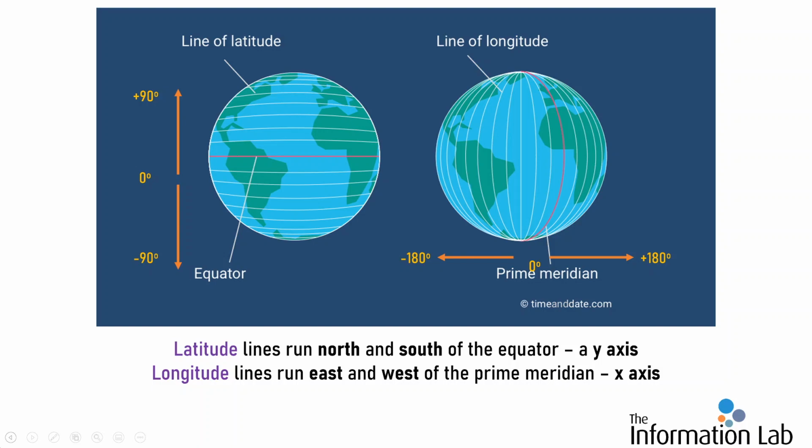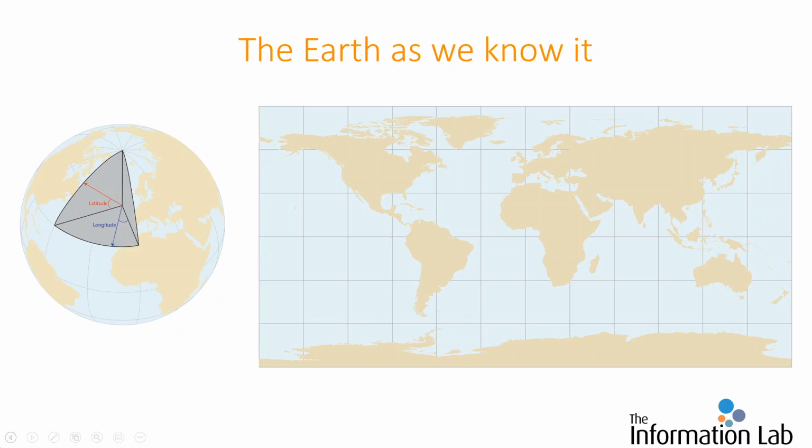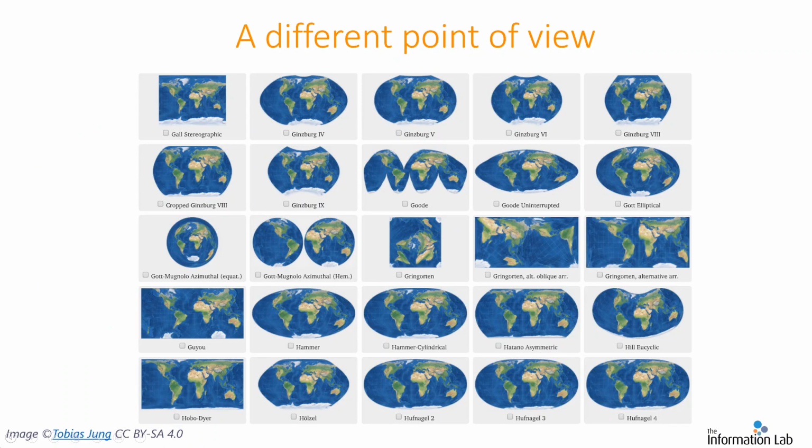Now, in order to represent that 3D Earth in 2D form on a flat piece of paper or on a flat screen, we need to squash down the 3D object in order to make it flat. There are an almost infinite number of ways to do this squashing, and you'll see some on the screen just now. And the selection of the squashing method really depends on the mapping purposes.